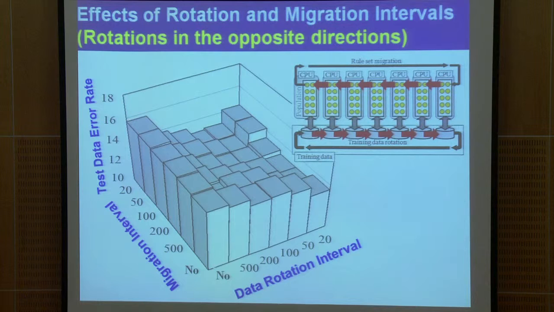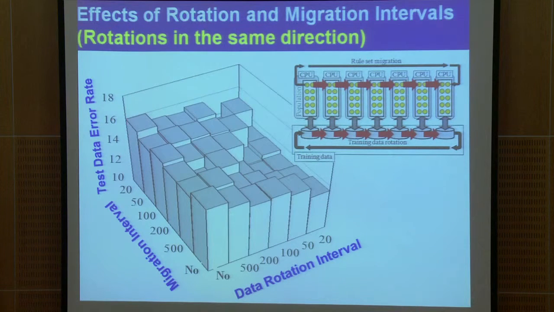In some computational experiments, we did not use data rotation or rule set migration, so no rotation and no migration. This is the error rate, the smaller the better. And here we obtain a good result.